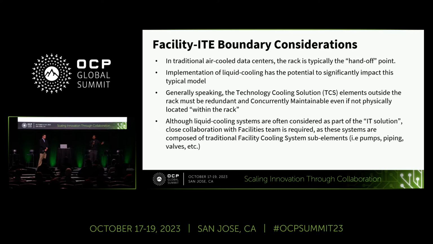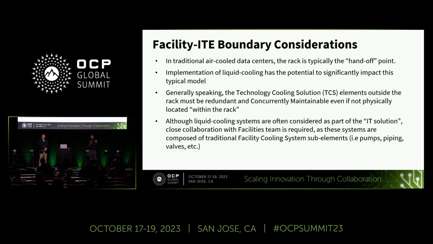Now, generally speaking, for the entire TCS, you're going to have to have a concurrently maintainable solution. So you're going to have to be looking at redundancy for your piping and your fittings, etc. That may be hard for some people to solve, but if your philosophy is concurrent maintainability, this is just a reality. There are nuances again, but that's something that we've been seeing as just a reality of the situation.